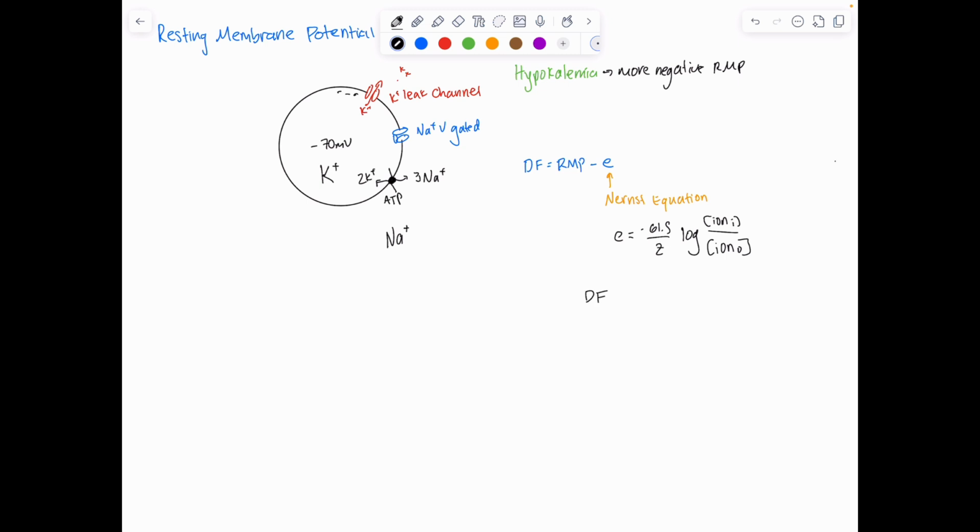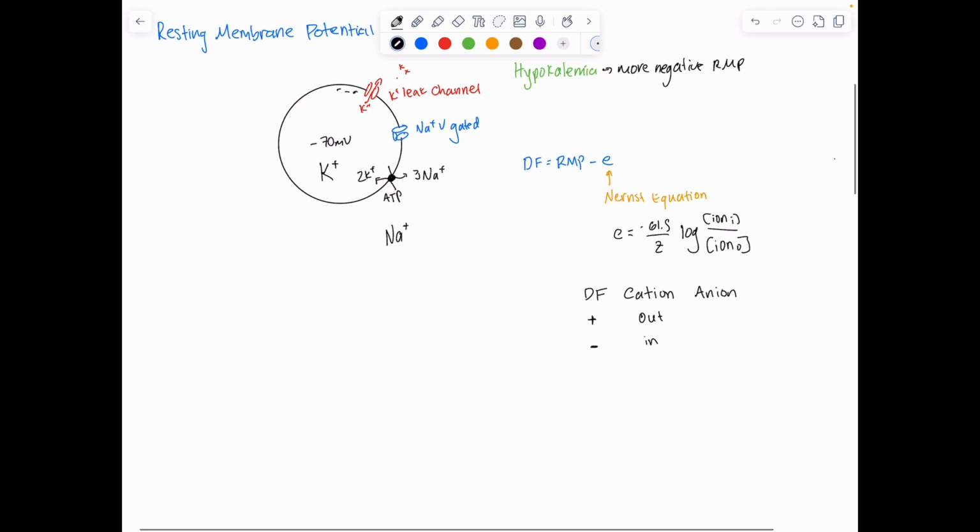And so to show you what the values do, we'll make a little graph here. So we have the driving force, and we'll have a positive and negative value. And depending on if it's a cation or anion, it's going to either go in or out of the cell more easily. And so we'll start with the cation. If the driving force of a cation is positive, it's going to leave the cell. And if the driving force of a cation is negative, it's going to go inside the cell. And it's the opposite for an anion. If it's positive, it's going to go inside the cell. And if the driving force is negative, it's going to go outside the cell.